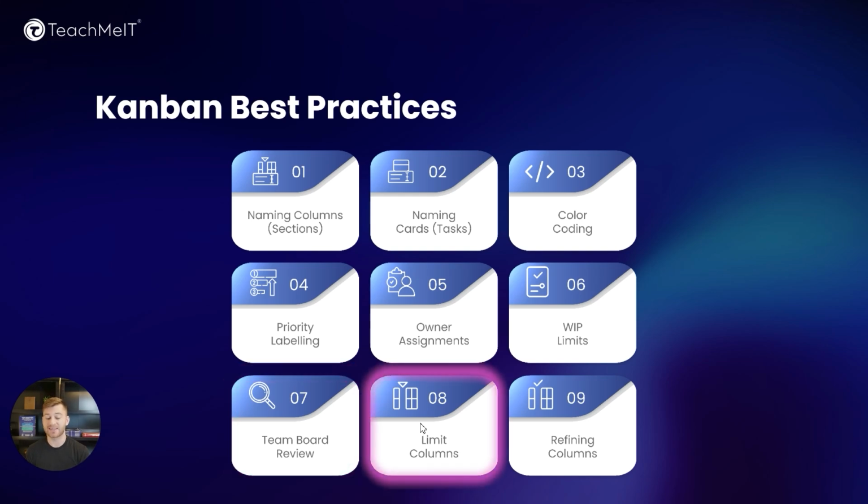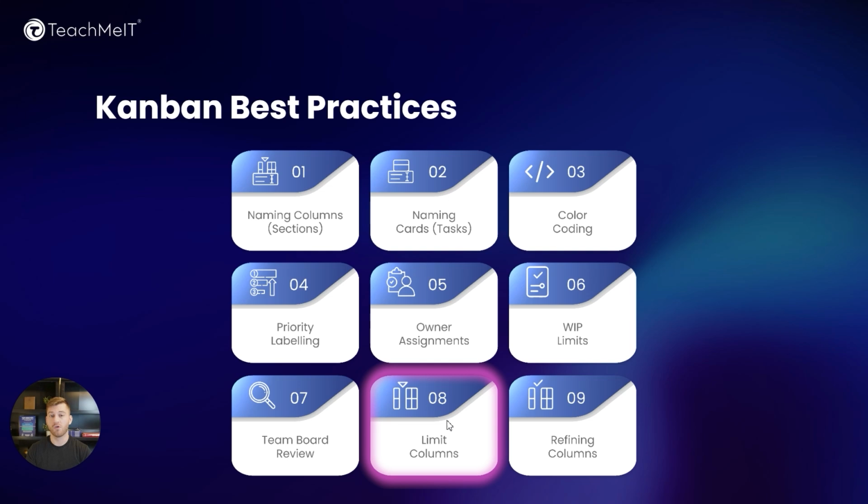The eighth best practice is to limit your columns. I talked about this a little bit earlier, but you want to make sure that you don't have too many columns, and you want to make sure too that you have enough columns. So generally the best range is about 3 columns to 7 columns. You shouldn't extend past 7 columns, and really you shouldn't go below 3 columns because you're always going to need at least 3 columns like a backlog or a to do, an in progress, and a done.